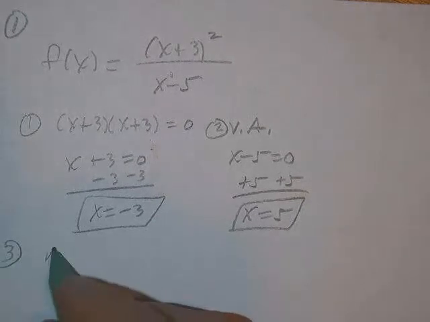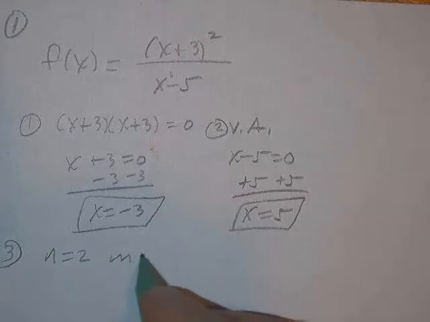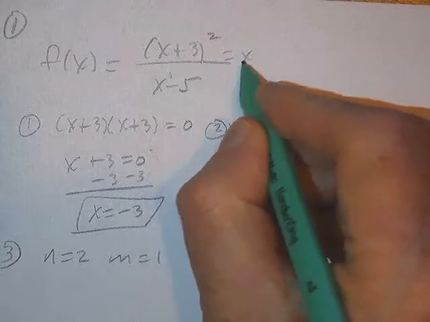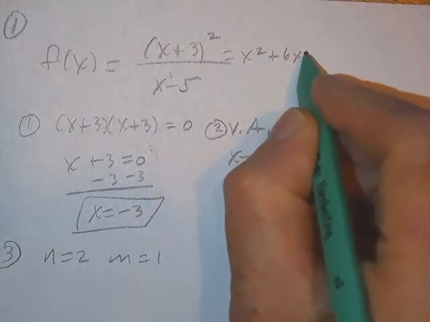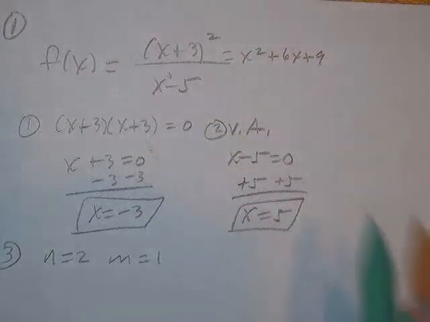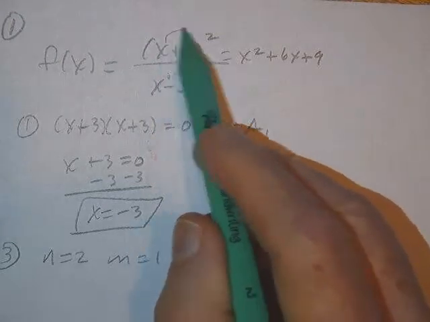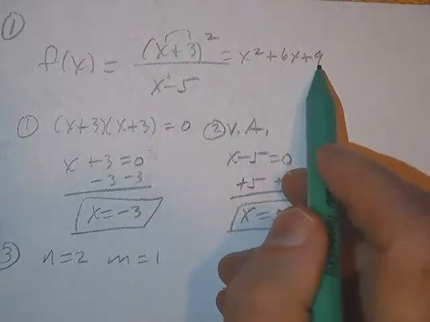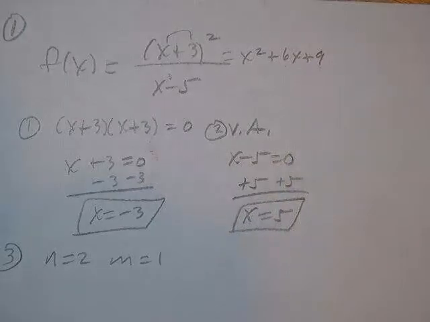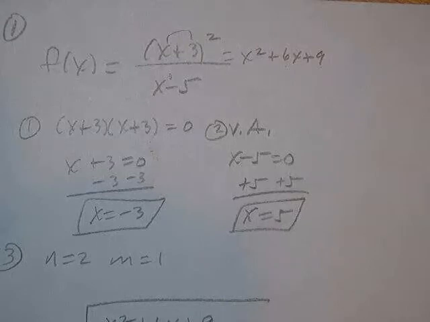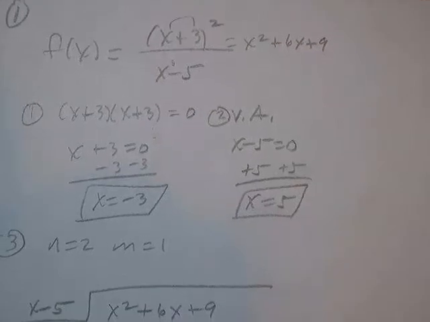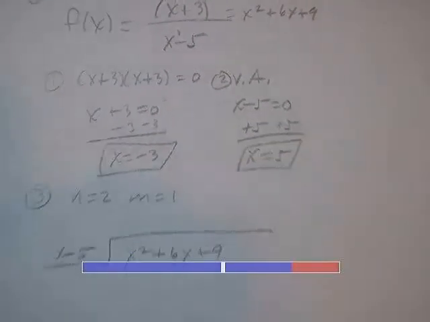The third one, since the degree of the top is 2 and the bottom is 1, it might be helpful if I multiplied this: square the first one, multiply the 2 and double it, square the last one. Because down here I'm going to have to do long division on this part.